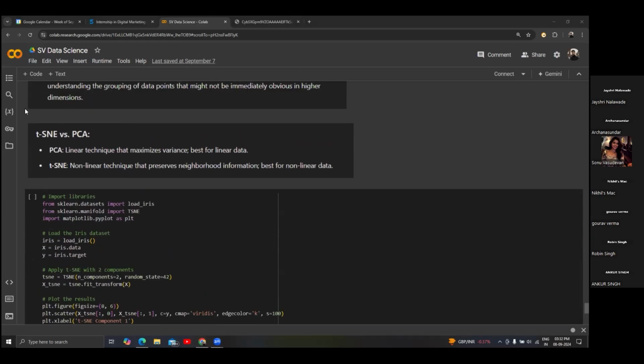Okay, so what is the difference between t-SNE and PCA? Basically, PCA is a linear technique that maximizes variance, best for linear data, but t-SNE is a non-linear technique that preserves neighborhood information, best for non-linear data, right? As I have shown you here.